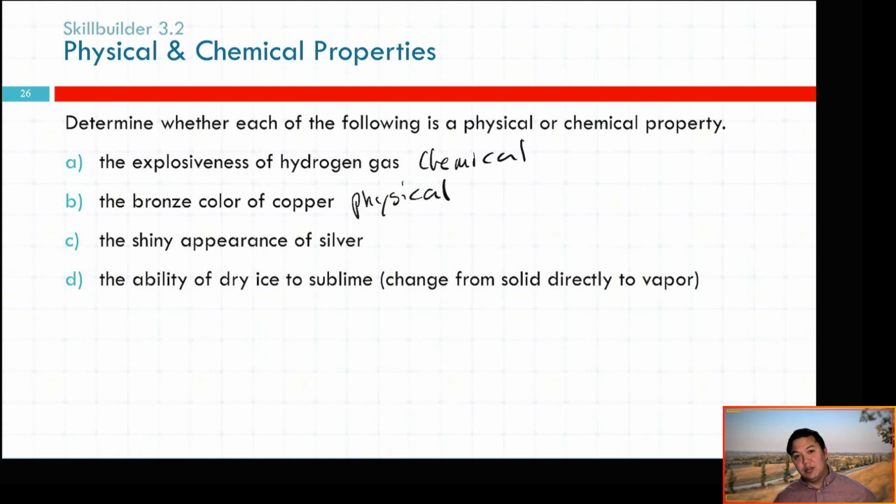Again, the shiny appearance of silver. Physical property. And then the ability of dry ice to sublime, or change from a solid directly into vapor. Physical property. That one's a little trickier, because dry ice is carbon dioxide. So you're going from carbon dioxide as a solid to carbon dioxide as a gas.